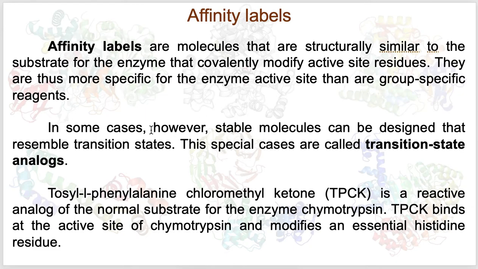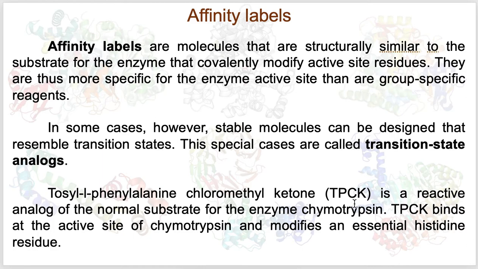In some cases, stable molecules can be designed that resemble the transition state. That means we can design some molecules which are more specific to bind with the transition state, not with the original form of the enzyme. And these special cases are called transition state analogs. They are also affinity label type inhibitors, but they bind with the transition state.